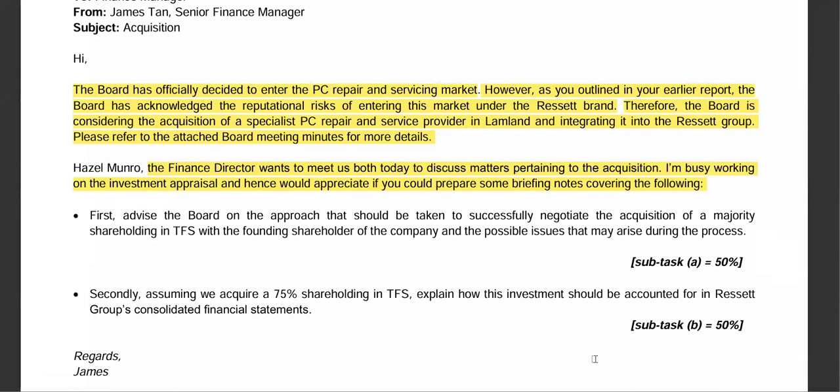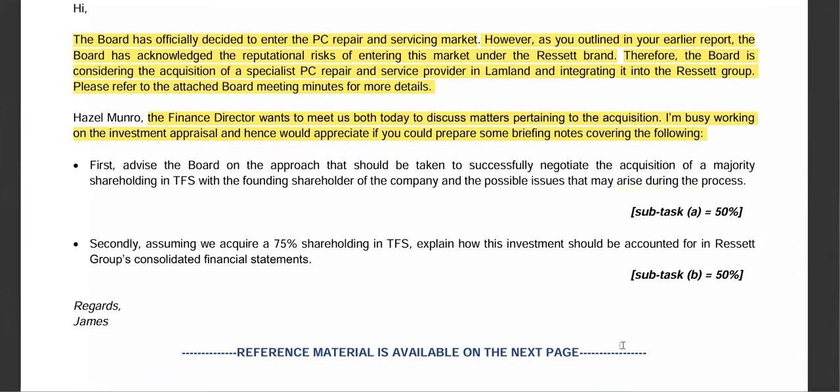So we have two subtasks. We will discuss subtask A in the workshop relating to E2, but in today's workshop, we will discuss subtask B, which is F2 related. Secondly, assuming we acquire a 75% shareholding in TFS, explain how this investment should be accounted for in Ressett Group's consolidated financial statements.